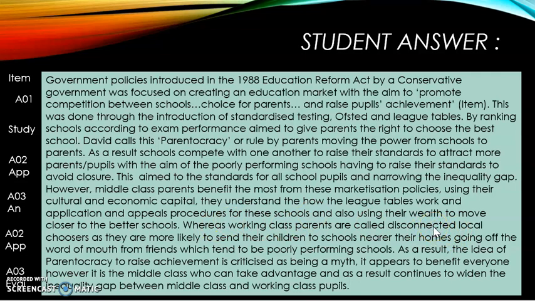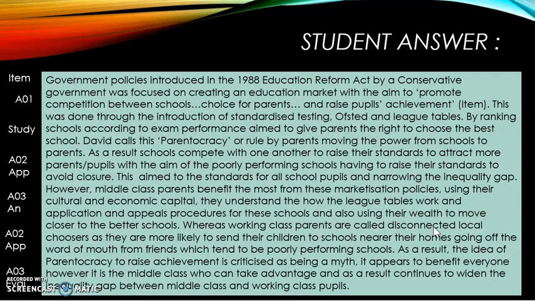They are referred to as disconnected local choosers, because they're more likely to send their kids to the local schools, the schools nearer their homes, and they tend to go off word of mouth from friends rather than understanding what these league tables are telling them really. So these tend to be in poorly performing schools in poorer areas as such. Okay, and as a result, the idea of parentocracy to raise achievement is then criticised because it's a myth.